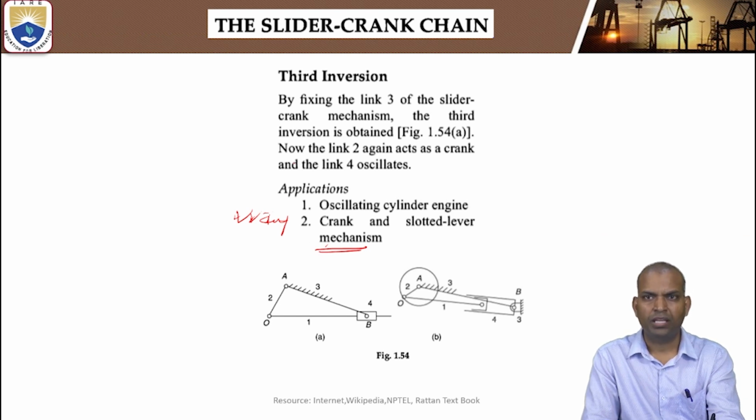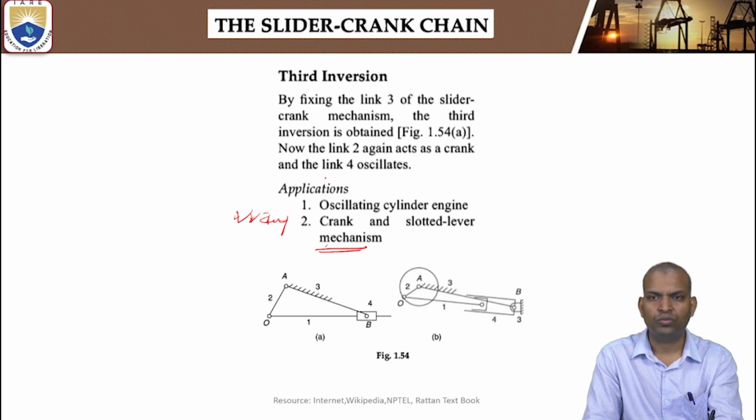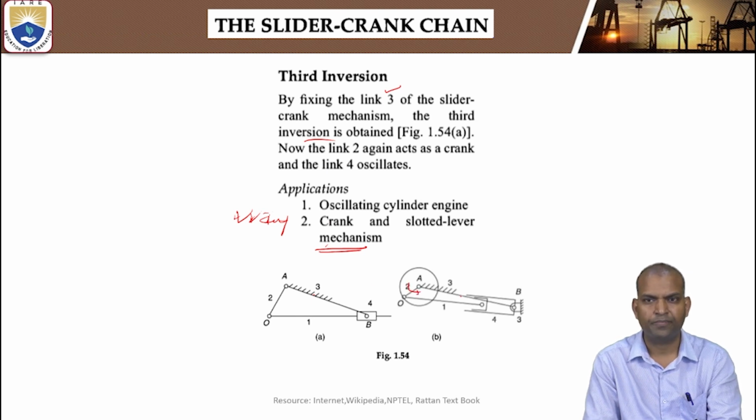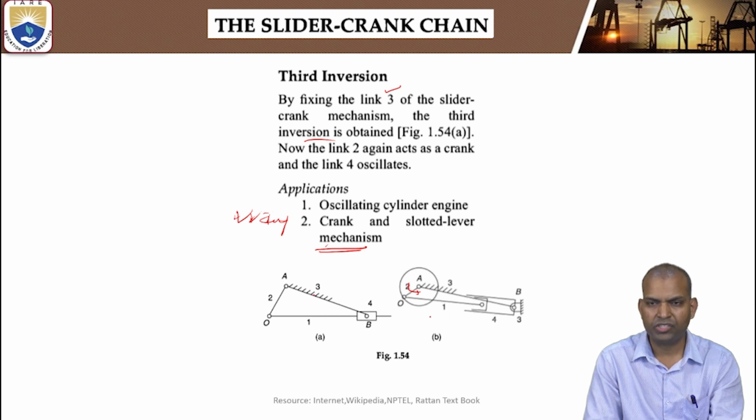Now let us read. Yes, the third inversion is obtained. Now, what is the position? Links 1, 2, 4 are in moving condition, free from fixed. Link 3 is fixed. By fixing link 3 of a slider crank mechanism, the third inversion is obtained. Now, link 2 again acts as a crank. Link 2 again acts as a crank. And link 4 oscillates. Now, figure B indicates the oscillating cylinder engine.